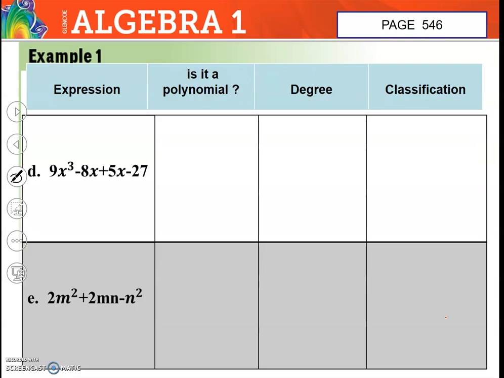Good. Now let us move on to the next one, D. We have 9x to the exponent of 3 minus 8x plus 5x minus 27. Is this a polynomial? Looking at it, you have to look at the exponent first. The exponents are positive, so it is a polynomial, so we put yes. Now the degree: this has 1, this has 1, so the highest is 3. So the degree here is 3. And the classification, we have how many terms? We have 1, 2, 3, and 4. So from 3 and above, we have a polynomial.